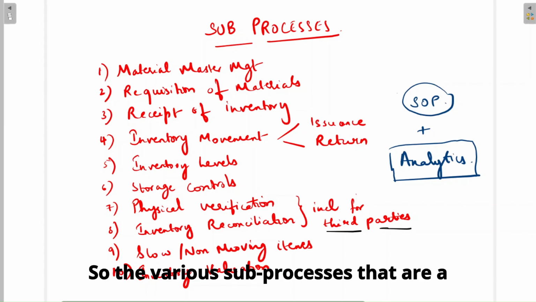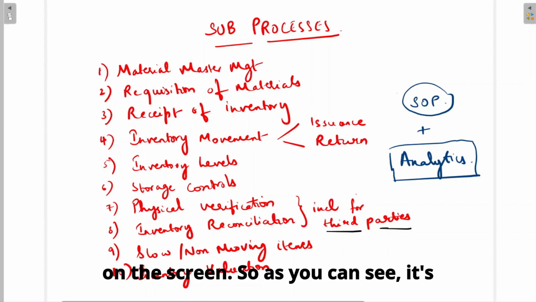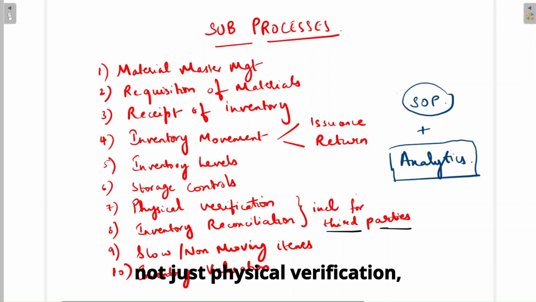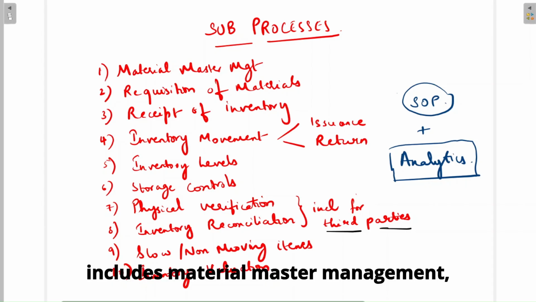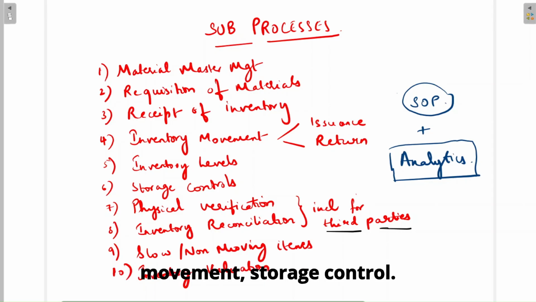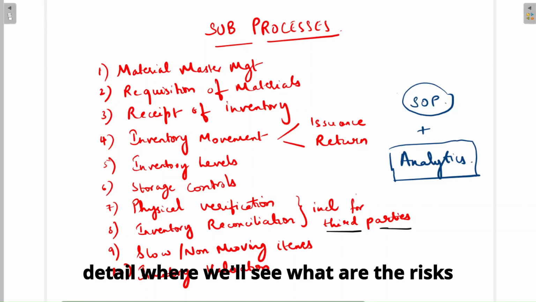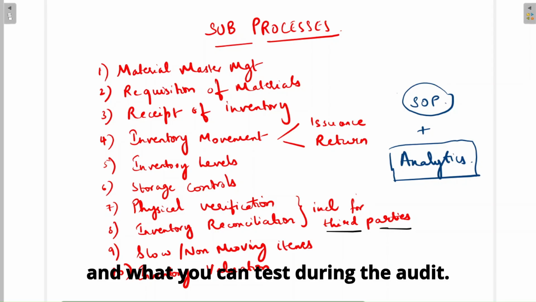The various sub-processes that are a part of inventory management are listed on the screen. As you can see, it's not just physical verification. It includes material master management, material requisition, material issue, movement, storage control. We will be looking at each of these in detail, where we'll see what the risks are and what you can test during the audit.